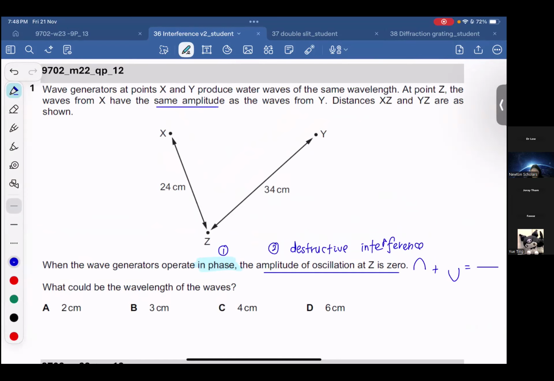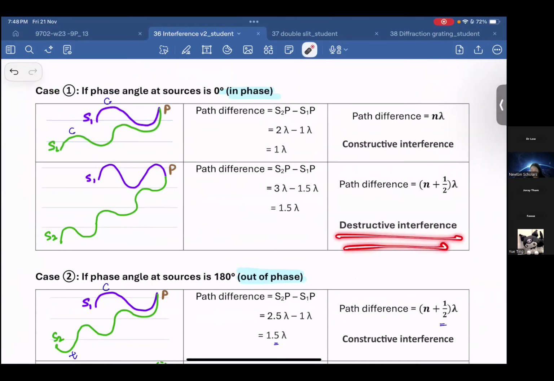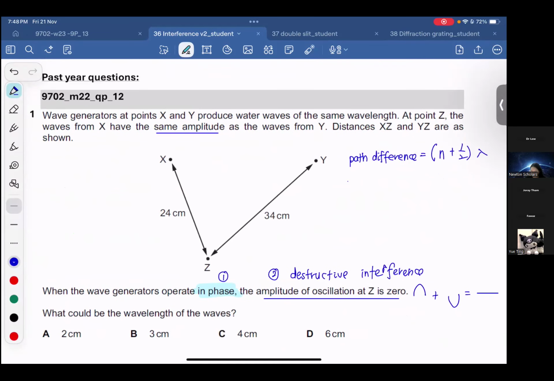Here they're asking what the wavelength could be. So here, path difference. Because this is destructive, it must be n plus half wavelength. Destructive, in phase, so it needs to follow this. What is the path difference? 34 minus 24. This is their path difference, the extra distance travelled.